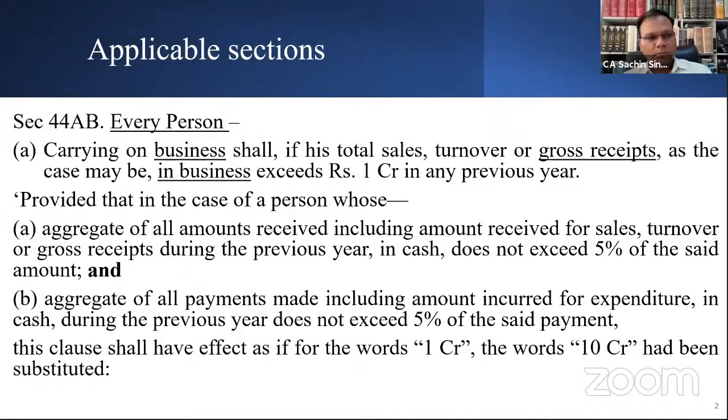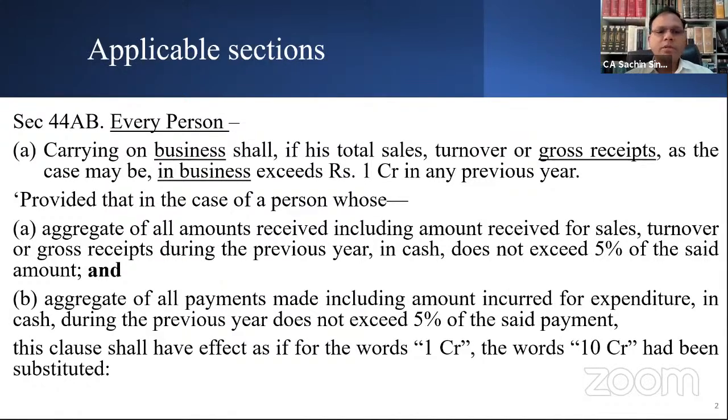So what is the term? Aggregate of all amount received, including amount received for sales, turnover, or gross received during the previous year in cash does not exceed 5%. So whatever amount you received during the previous year, if the cash component is less than 5%, you are eligible to take the benefit of this proviso clause. And so these two terms are the twin condition. These two have to be satisfied together.